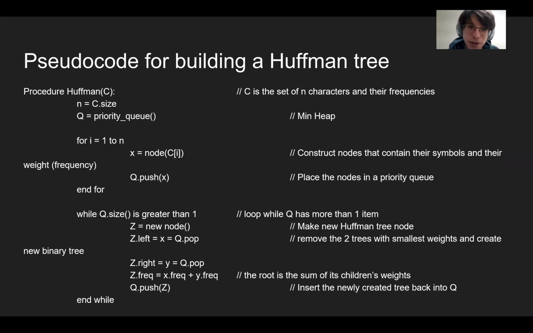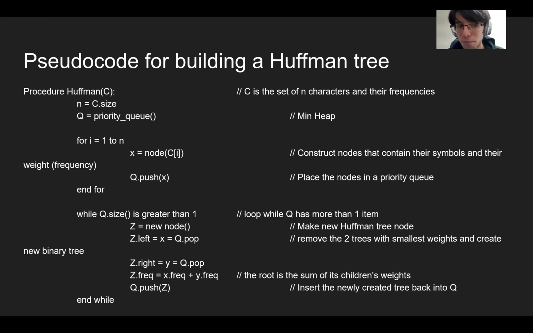And in the code, you can see here, that's exactly what we do. We use a priority queue. And that's why, right? So C is a set of characters. We have n equals C.size. We have our priority queue. And from i equals 1 all the way up to n, so the number of characters, we're saying that x is equal to node ci.